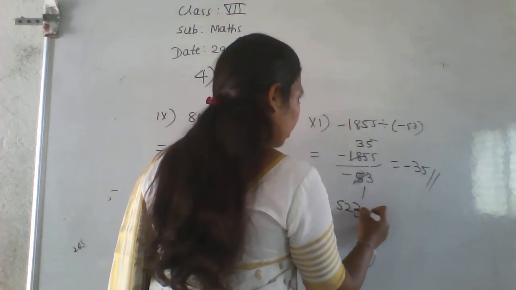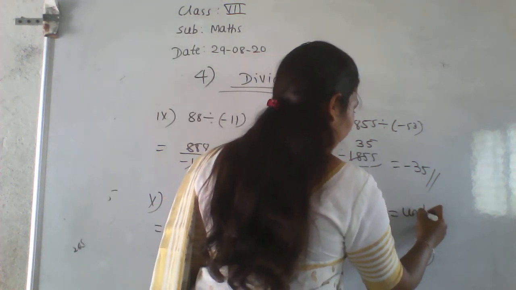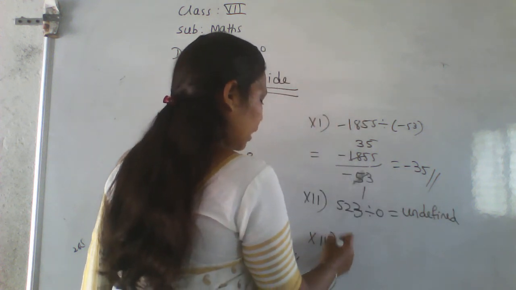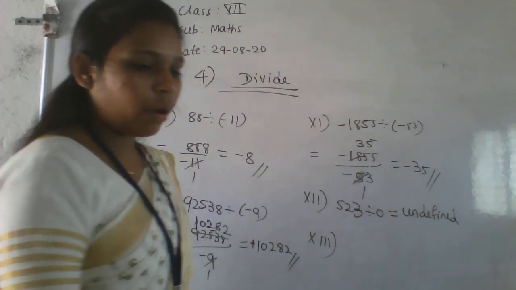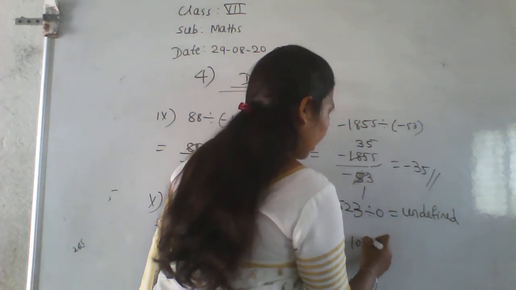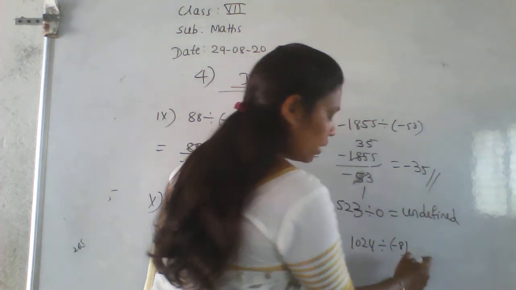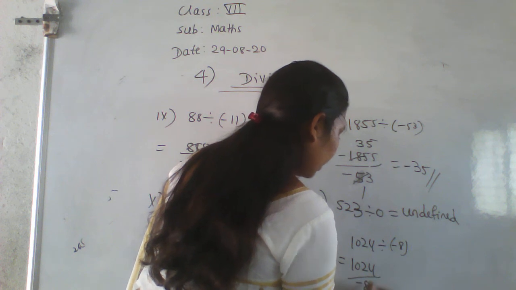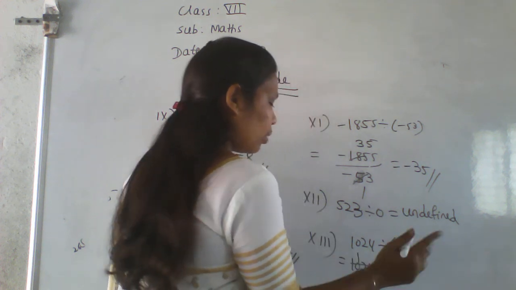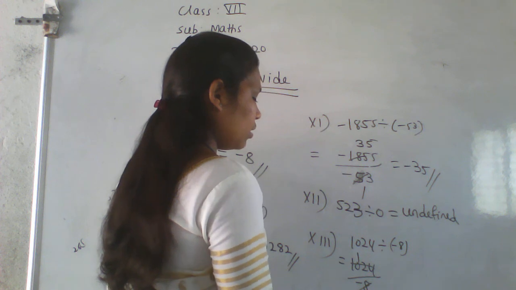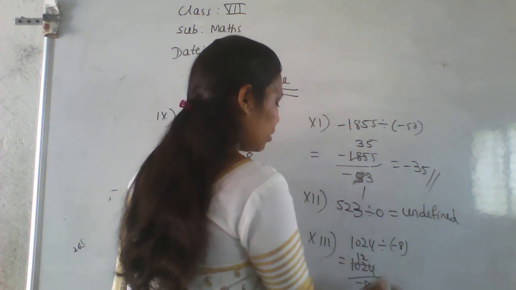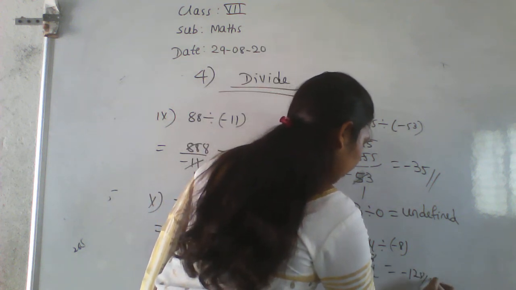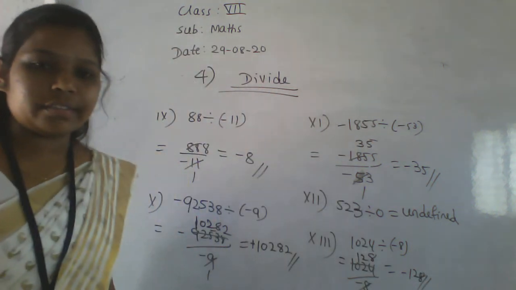523 divided by 0 is undefined because anything divided by 0 is always undefined or the infinity value. Okay, write infinity or undefined. 1024 divided by minus 8. Okay, 1024 divided by minus 8. 8 ones are 8, 8 2s are 16, 8 3s are 24. So here 8 2s are 16, 8 6s are 48. Minus 128 is the answer. Minus 128 is the answer.